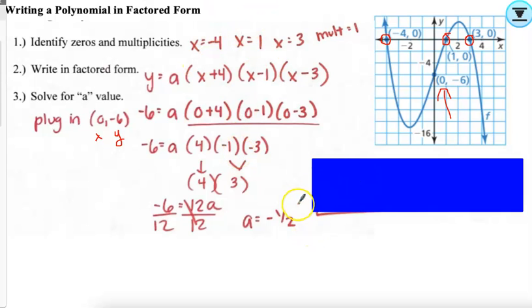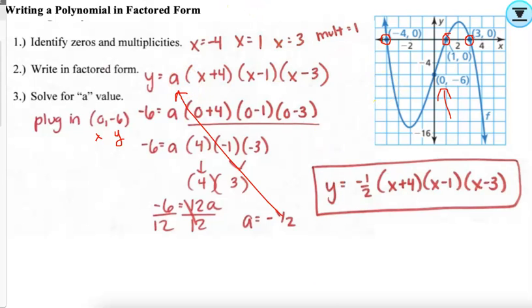So my final answer, all I have to do is take this negative 1/2 and stick it right there, and then that's my answer. So my final answer to this equation would be a negative 1/2 for an a value, and then all of your x-intercepts that you had originally written. And that's our equation. This negative 1/2 makes sense because my graph is going down. So a negative number would make sense for an a value.